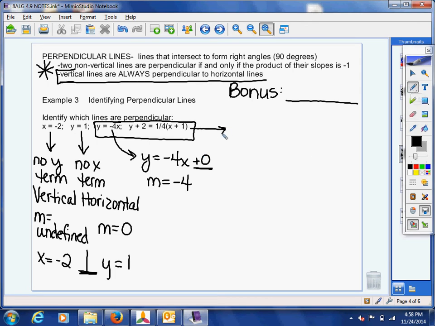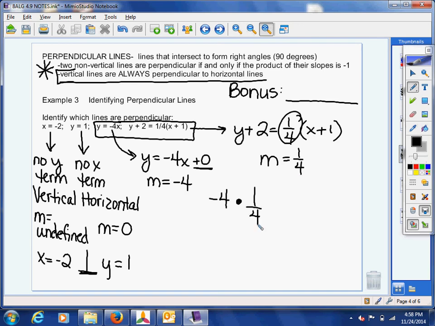The second one is in point-slope form, and I don't really need to know anything but the slope, and here it is. m is 1/4. So numerically, if we follow what the instructions say, two non-vertical lines are perpendicular if and only if the product of their slopes is negative 1. Product is multiplication. So if I multiply these slopes together, they are perpendicular if they equal negative 1. We have negative 4/1 times 1/4. Negative 4 times 1 is negative 4, 1 times 4 is 4, and negative 4 divided by 4 is negative 1. Yes, these lines are perpendicular.